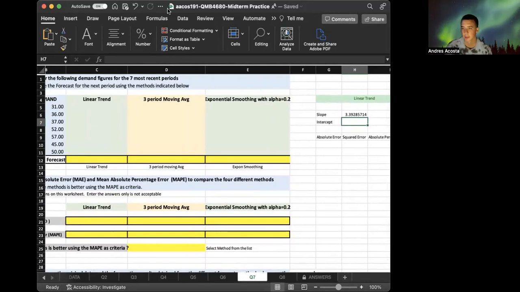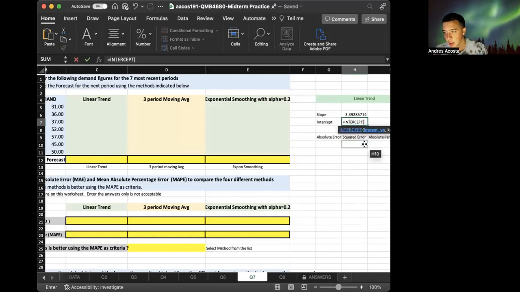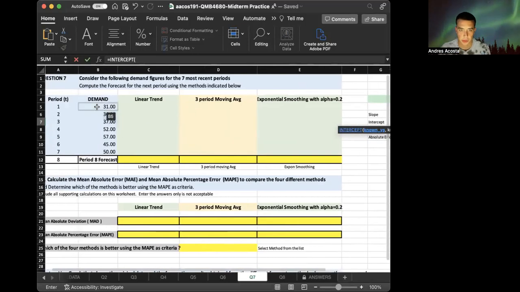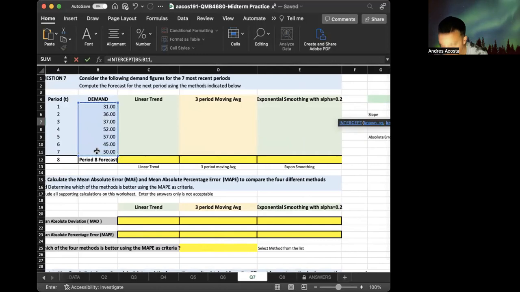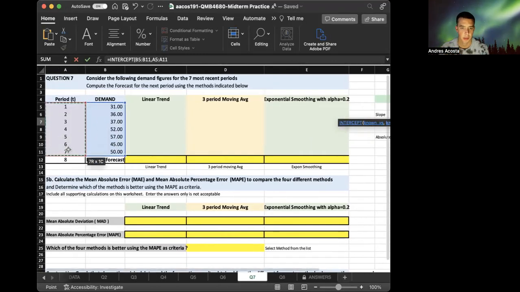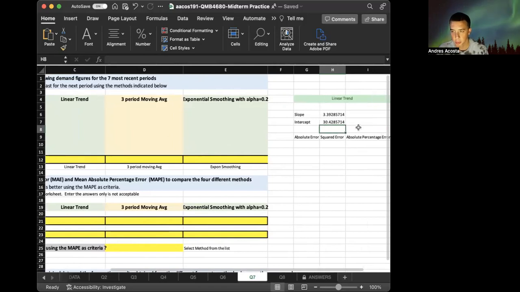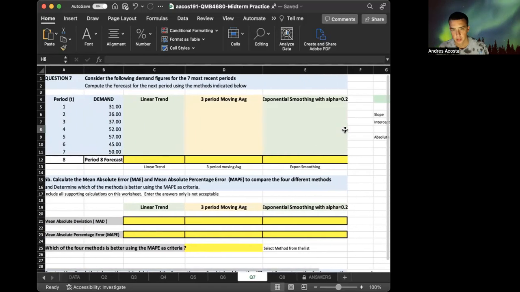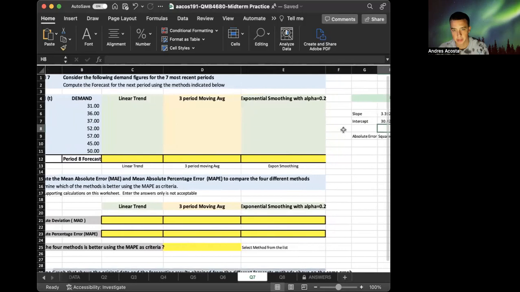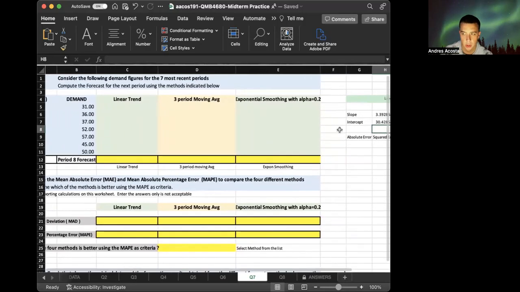I'm sorry. So to find our intercept, it's the same thing as the slope. Excel can do it for us. We will click intercept, and it says to select our y's, which is the demand, comma, select our x's, which is the period of time, and enter. So our intercept will be 30. I'm guessing at 30, the demand at 30.42.